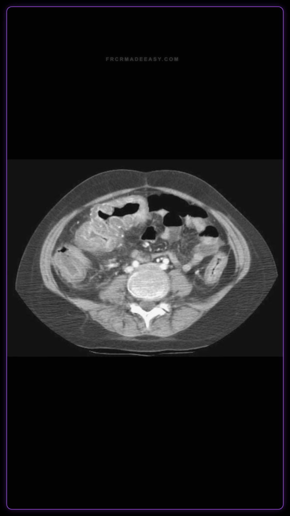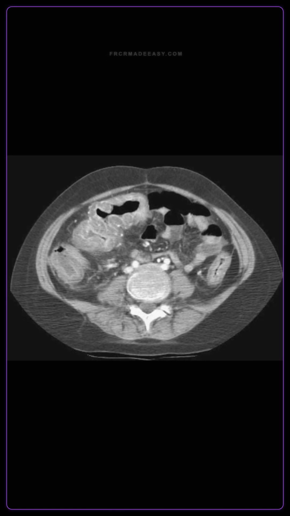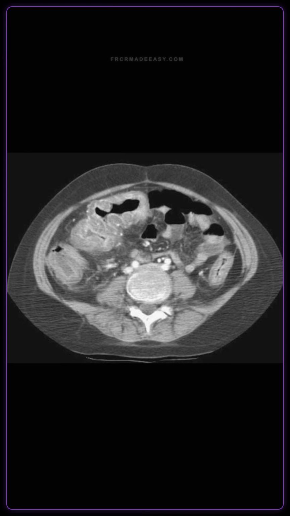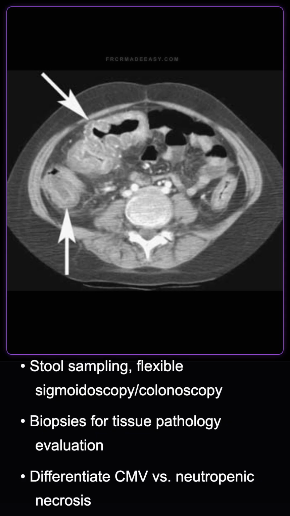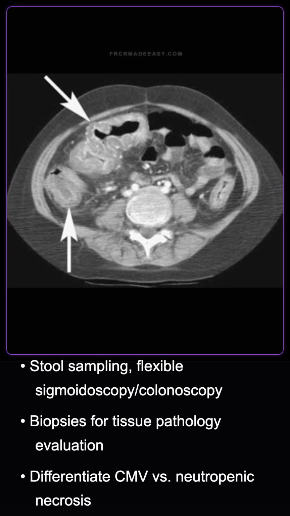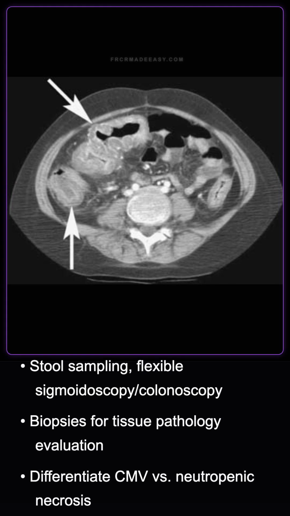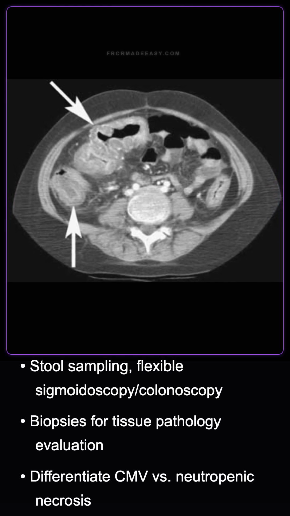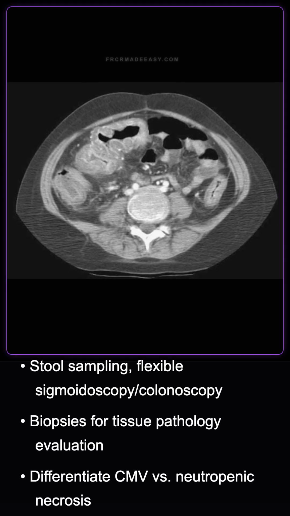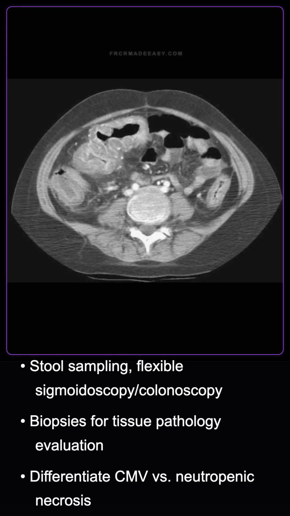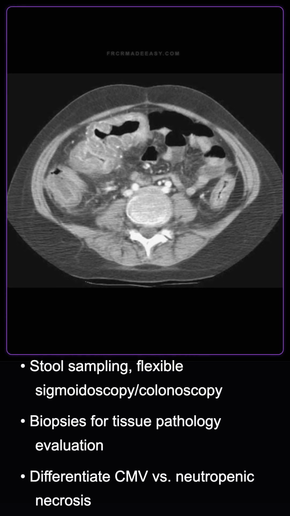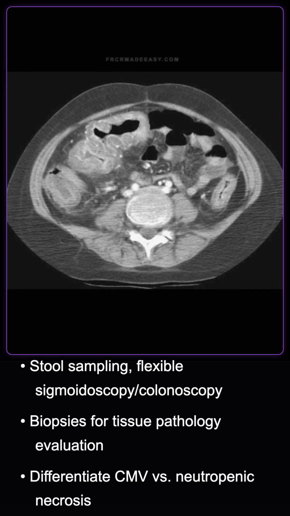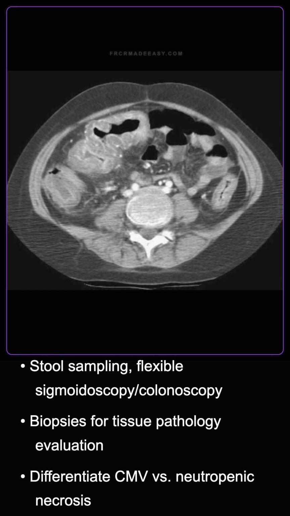What specific diagnostic procedure is required to definitively distinguish between a viral etiology and neutropenic enterocolitis? I would recommend immediate stool sampling and a careful flexible sigmoidoscopy or limited colonoscopy with biopsies. Tissue pathology is required to definitively identify CMV inclusion bodies versus simple neutropenic necrosis, which is critical for initiating the correct targeted antimicrobial therapies.